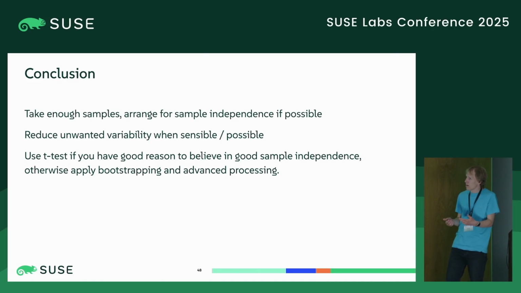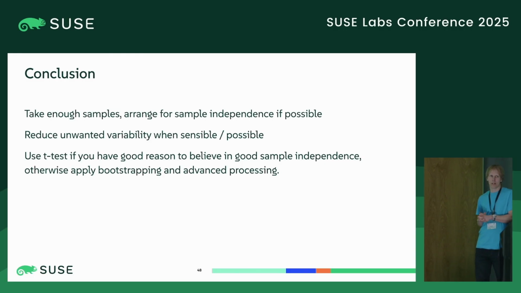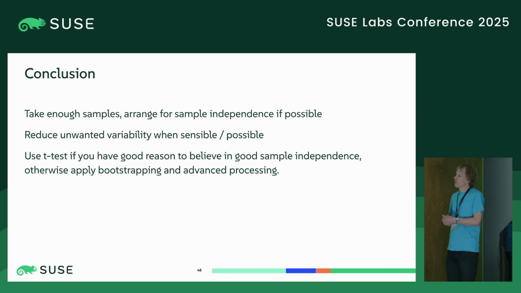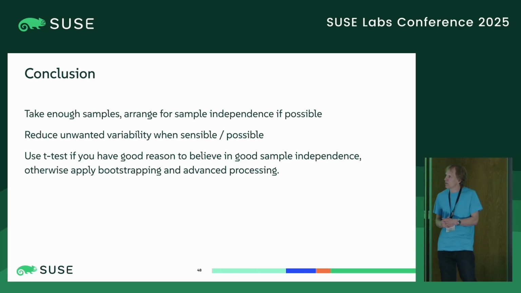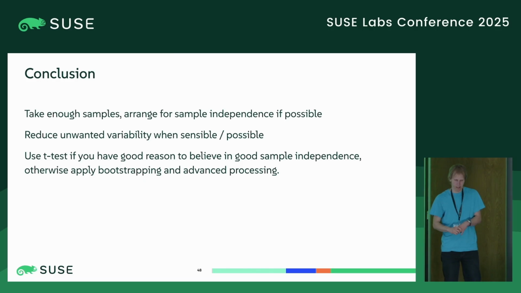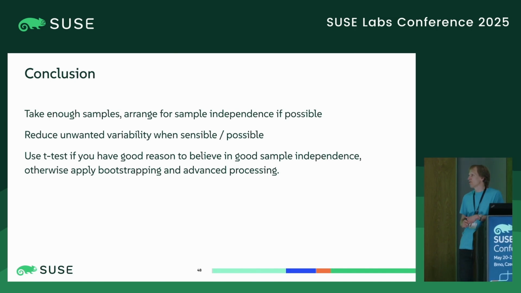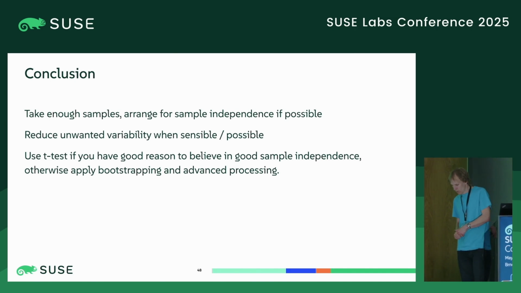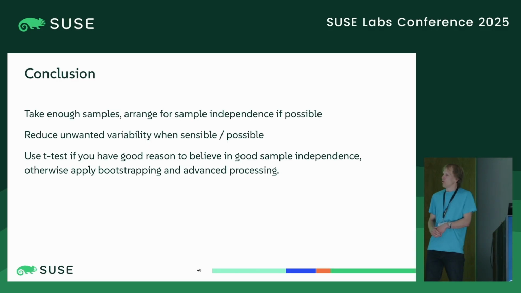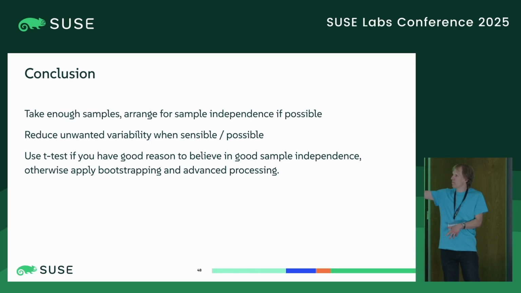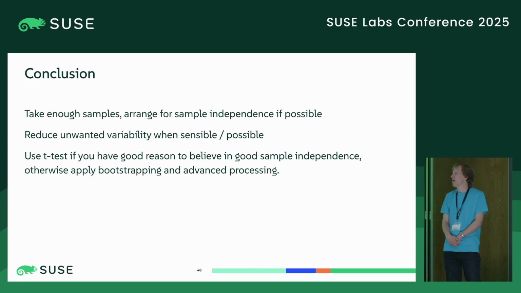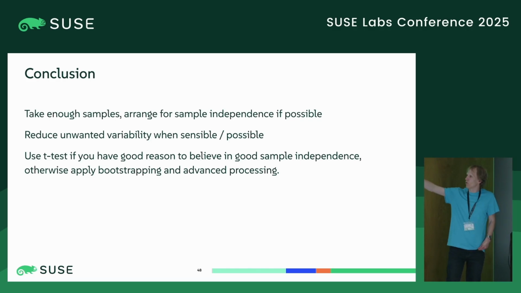And then either use a t-test if you have good reason to believe that your numbers are independent. So if you see that the noise isn't big, or you do not really expect a big dependence between your obtained samples, then you can just apply the t-test, which is simpler. If you cannot be sure, then you should apply this bootstrapping to reduce the influence of dependent values, and you get the value and the confidence interval out of this more advanced method.